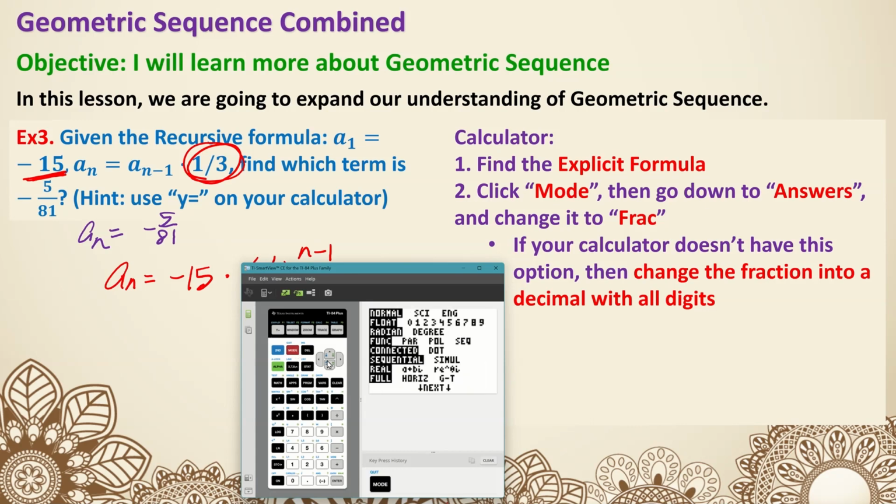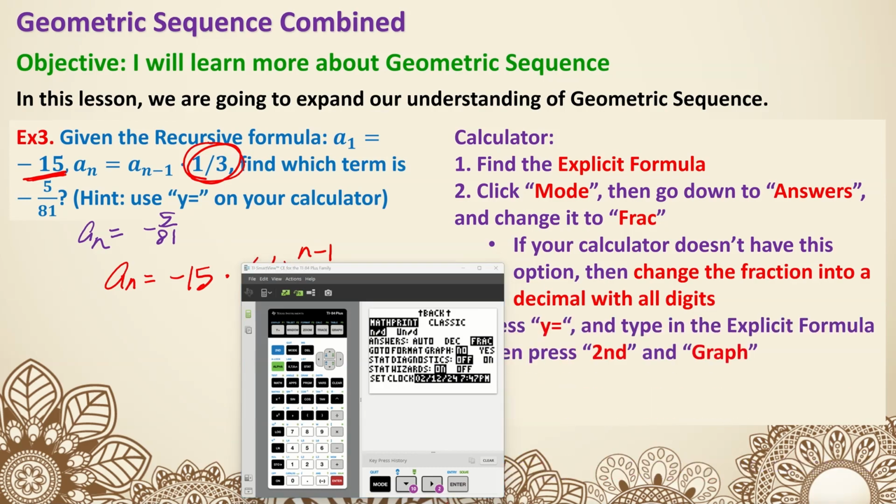So mode, and then I go down. Oh, there you go. For this one, I can change into fraction. So let's do that. Again, if you can't do it, you are going to need to change the fraction into a decimal, and then you will see later where we're going to find that number. So in this one, I'm going to press enter. I'm going to change it into a fraction. So that's the second step.